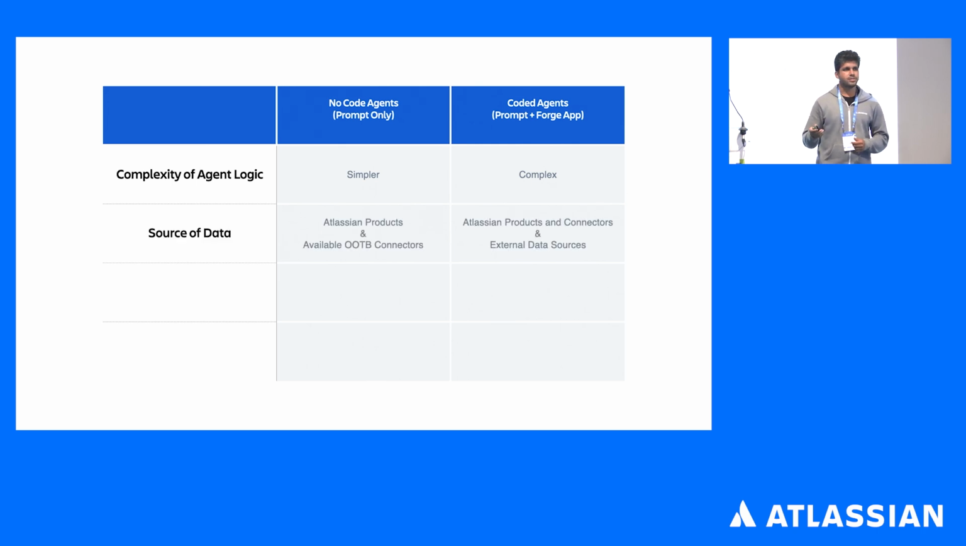The second criterion is the data sources that these agents have access to. Like I said, the no-code agents are built within the Atlassian Rovo UI, so it already has the connectors, like switches and buttons, for Atlassian product data, and also the out-of-the-box connectors, like the couple I mentioned, Google Drive and SharePoint. But with coded agents, you have access not only to Atlassian product data via the REST APIs, but also you can bring in your own data from outside, like from your own services or databases, using Forge Remote.